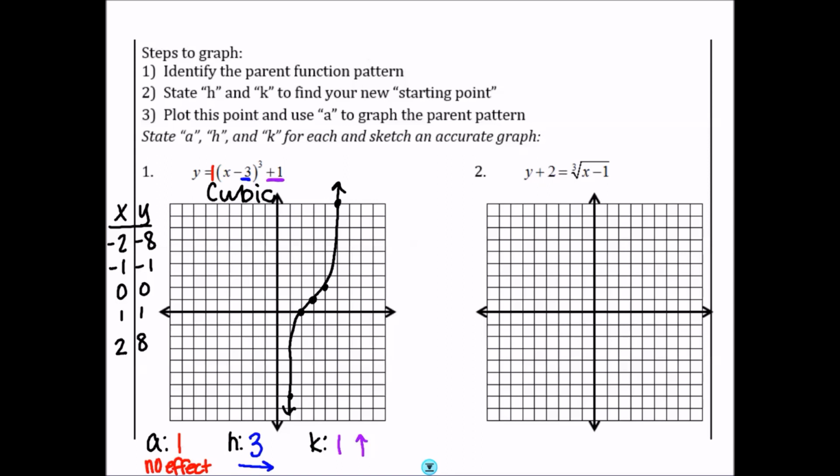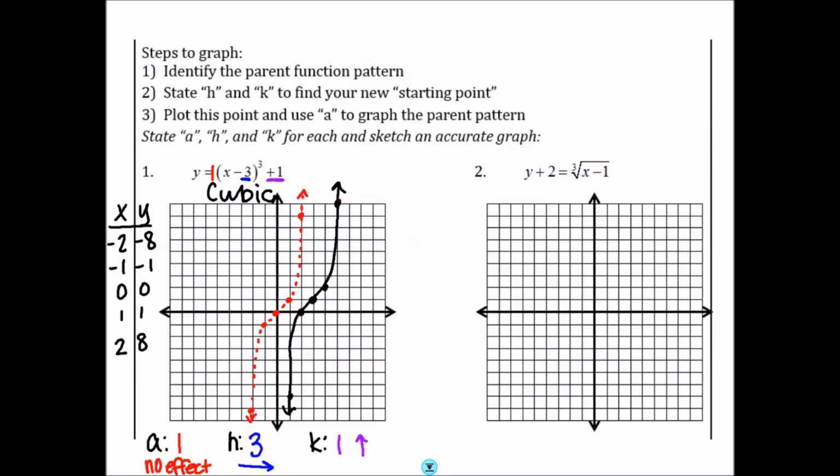Now, if you're a more visual learner, you can start by graphing the original function, just a regular old cubic. And I'm going to connect this with a dotted line. And you can see that all I did was shift this graph 3 to the right and up 1. So I started from this point, moved it over 3 and up 1. This point was moved over 3 and up 1, etc.